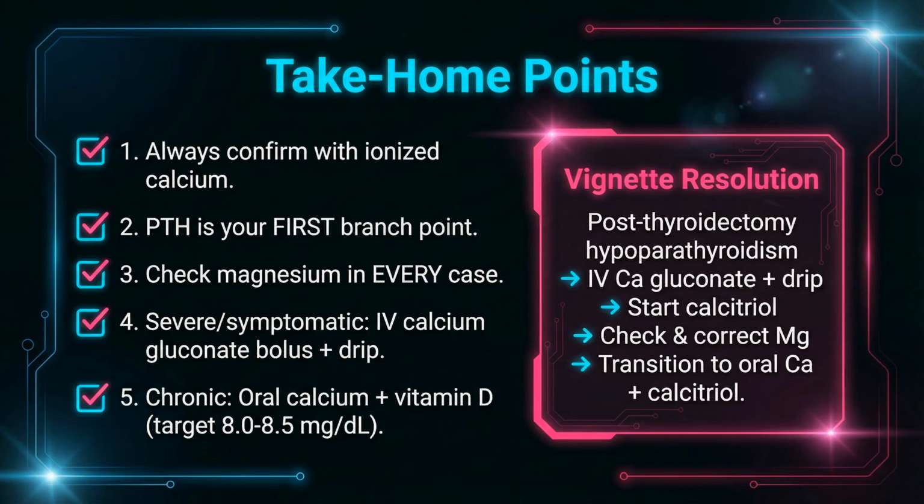Here are your take-home points. 1. Always confirm with ionized calcium. The albumin correction formula is only about 60% accurate, not good enough to make treatment decisions on. 2. Parathyroid hormone is your first branch point. 3. Check magnesium in every case. 4. For severe or symptomatic cases, use an intravenous calcium gluconate bolus and drip. 5. For chronic cases, use oral calcium and vitamin D, targeting the low normal range.